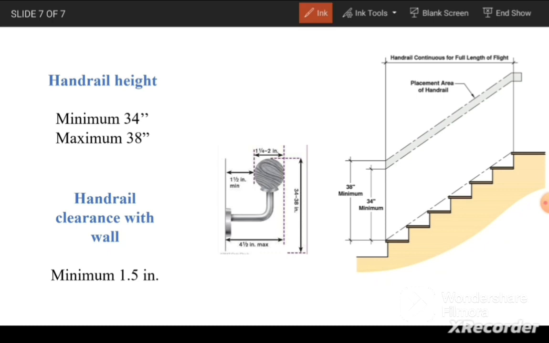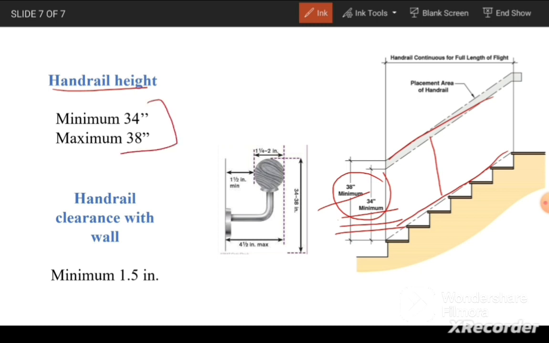Last is about the railing. The height of the handrail is measured from the line of nosing. This height should be between 34 inches and 38 inches. These limits correspond to the height of a kid and the height of an adult. So we need to keep the height of the handrail between 34 inches and 38 inches.